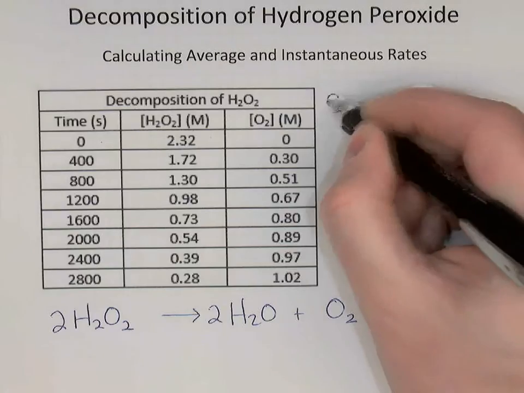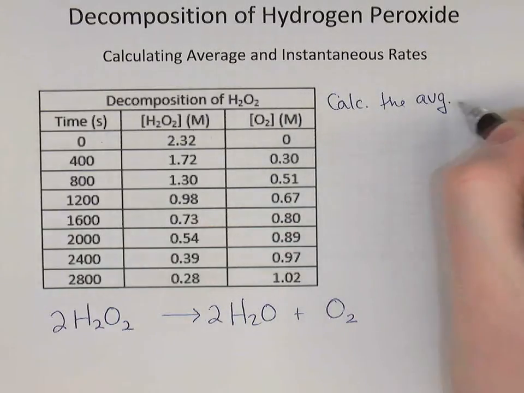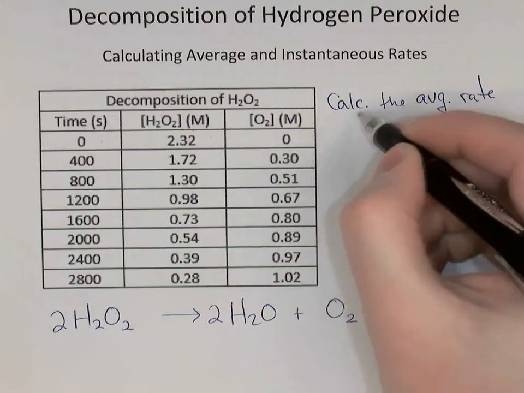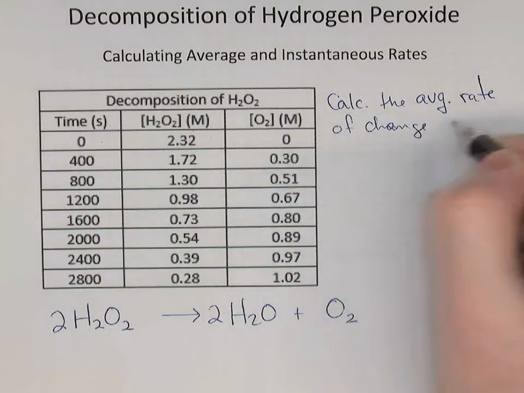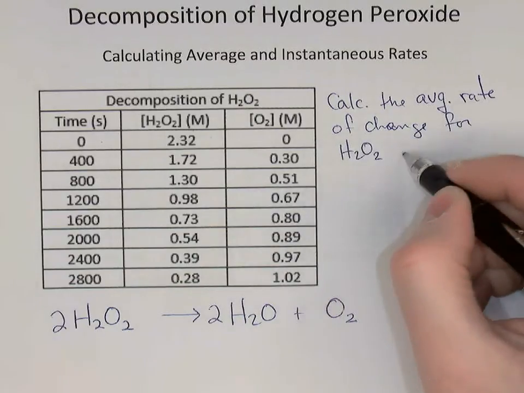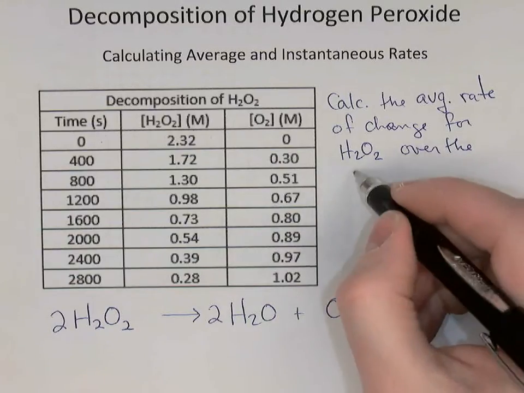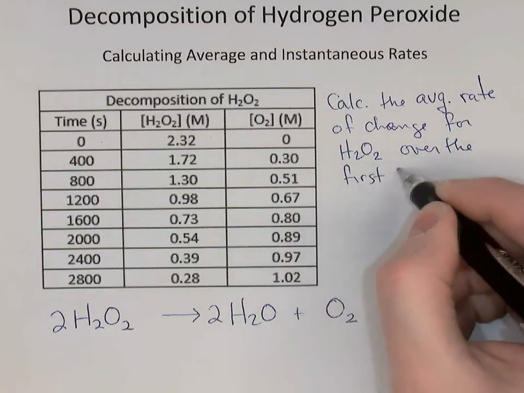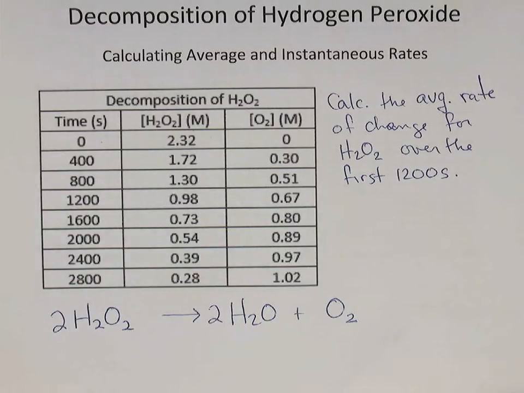Now, let's calculate from this data an average rate of reaction. Let's calculate the average rate of change for the hydrogen peroxide over the first 1200 seconds, we'll say. The first 1200 seconds. Okay? If you think you know how to do that using the numbers in this table, pause the video and try that yourself.